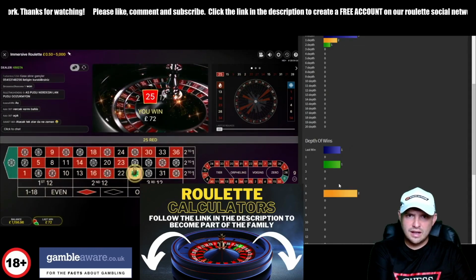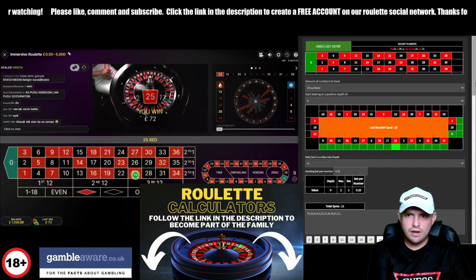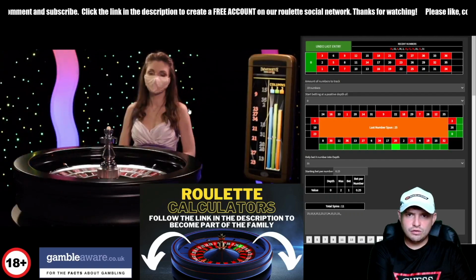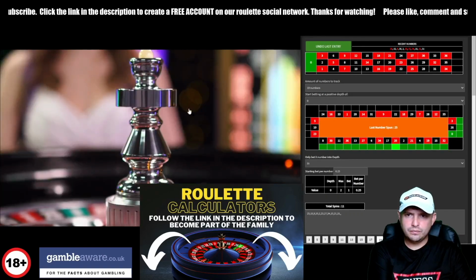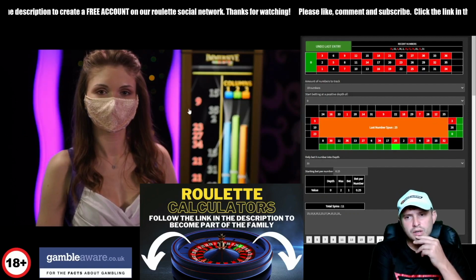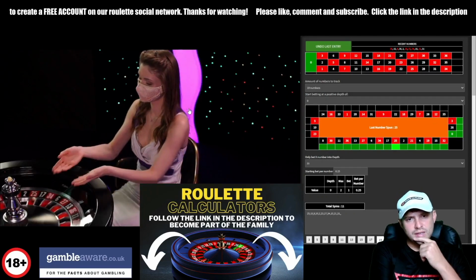Looks like that's a hit there for Sam. That's number 25. So yeah, that's a hit there. So he's at £1,156. I think he's going to sit out on this particular one just to see what happens.